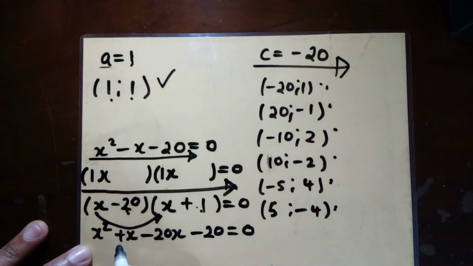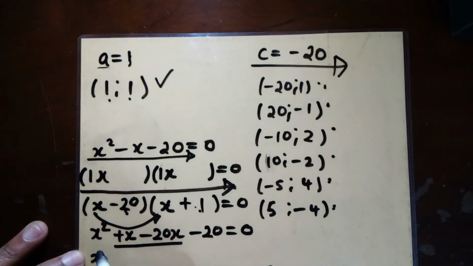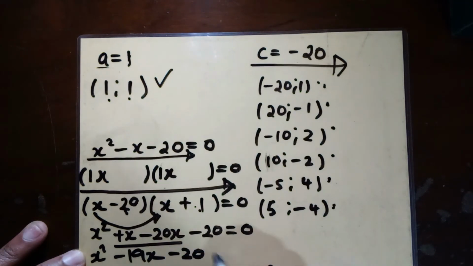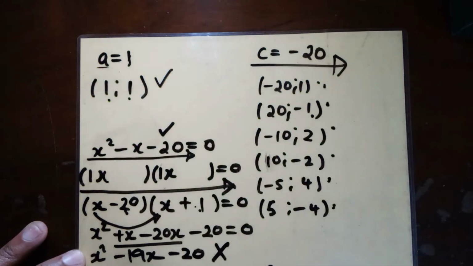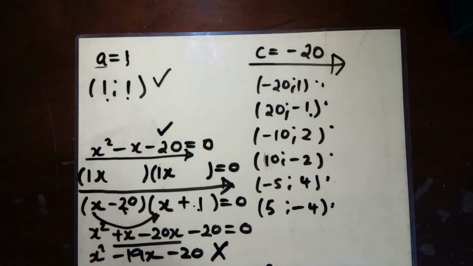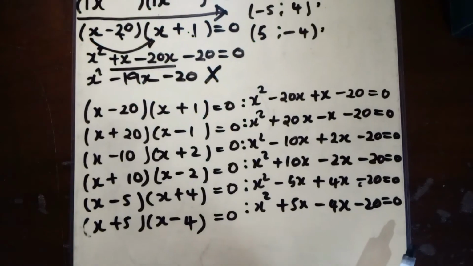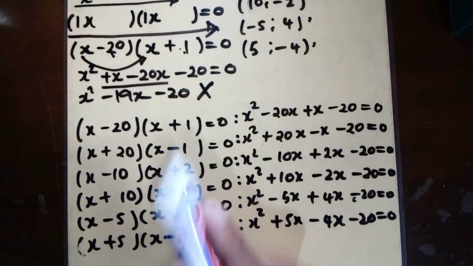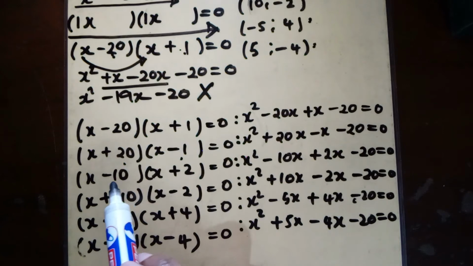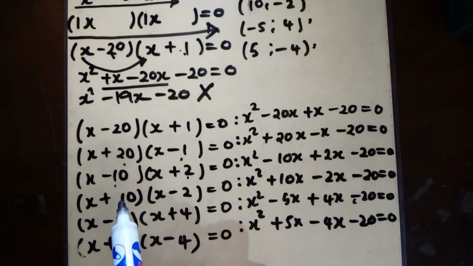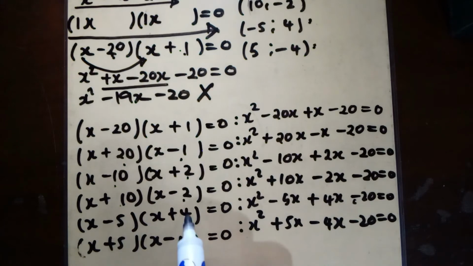But now we see, if we collect the like terms, x squared plus x minus 20x is going to be x squared minus 19x minus 20. So we see this is not the equation that we started with. So we have to test the second option. I'm not going to do all of that, I have already done it. So I tested the second option, which was 20 and negative 1. The third option, negative 10 and 2. The fourth, 10 and negative 2. Negative 5 and 4. Positive 5 and negative 4.